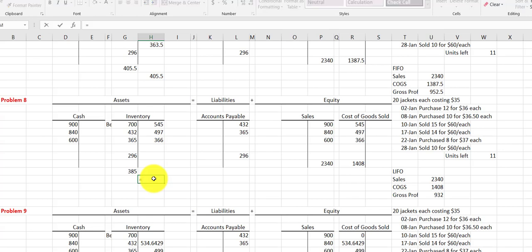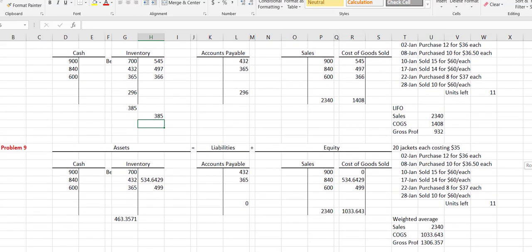So when we get to the end of the month, we have 11, and they're all the 35, right? They're all from this one. All of these got sold, all of these got sold, all of these got sold. And that equals 385, which is exactly what it says in our T account when we added up the increases and subtracted the decreases. Cost of goods sold added up, put it over here in our little calculation, get our gross profit of $932. Sales of $2340 minus cost of goods sold of $1408 gives gross profit of $932.